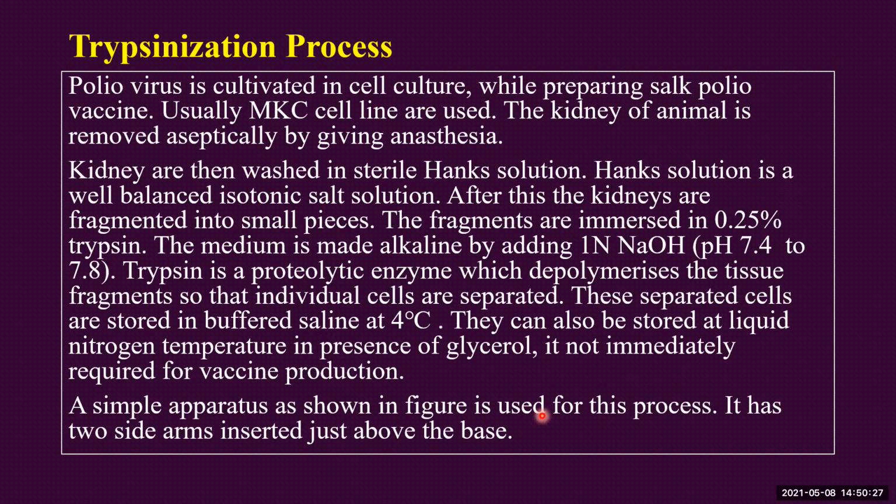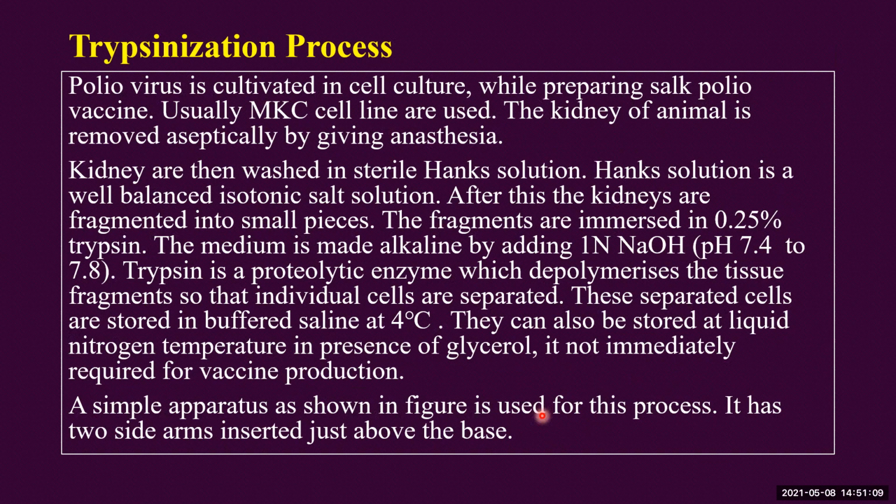Trypsin is a proteolytic enzyme and hence it depolymerizes the tissue fragments so that individual cells are separated. So when you keep the kidney fragments with trypsin at alkaline pH, the cells get depolymerized and individual cells are separated. The separated cells are stored in buffered saline at 4 degrees Celsius. They can also be stored at liquid nitrogen temperature in presence of glycerol, if not immediately required. Now, as and when required, the individual cells can be used to form monkey kidney cell culture, monolayer of monkey kidney cell culture in the culture bottle.